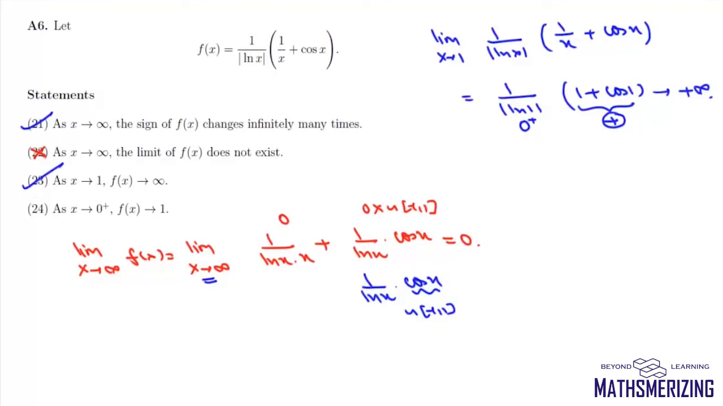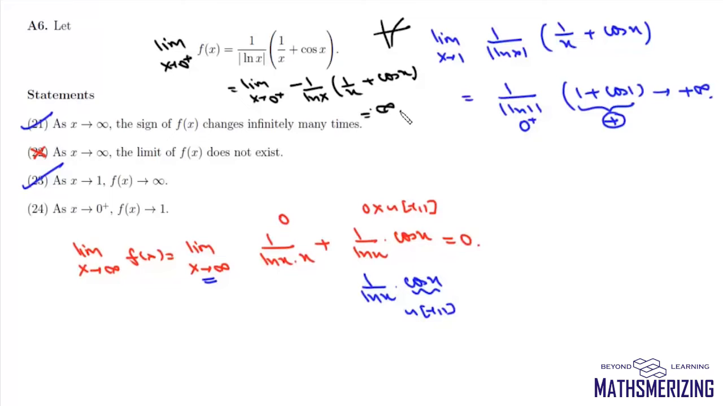And if we take this limit x tends to 0 positive, f(x), we'll have this limit x tends to 0 positive. Now when x is 0 positive, log x is negative. So it will be minus 1 upon log x, 1 upon x plus cos x. Now log 0 is minus infinite. So this value will approach infinity. So this statement 24 is also incorrect. So the correct statements are 21 and 23.